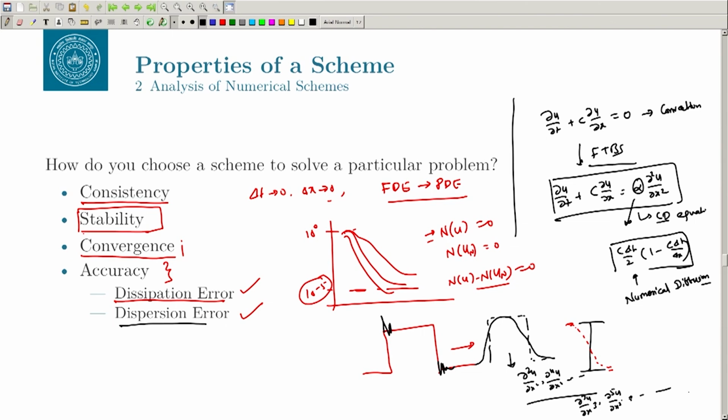Okay, so let us start with these three properties now, because they are very useful properties for a scheme, and then we look at the accuracy aspects. First we want to make sure that the scheme is stable and it is converging, then we will look at which scheme is more accurate. So, we just want to discuss one thing, consistency and stability.